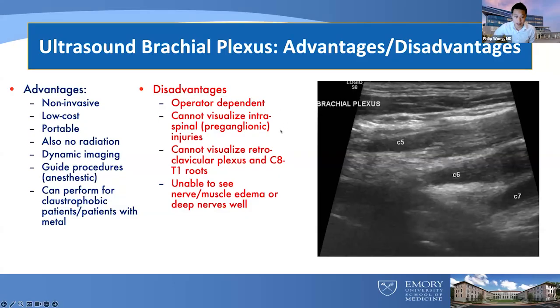You cannot visualize the preganglionic nerve roots, and you may not be able to visualize the retroclavicular plexus or C8 and T1 nerve roots. You may not be able to see fluid or edema within the nerve or within the muscles, and it is hard to see deep nerves with ultrasound.